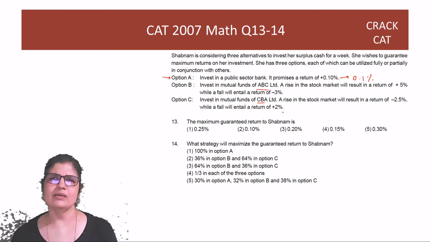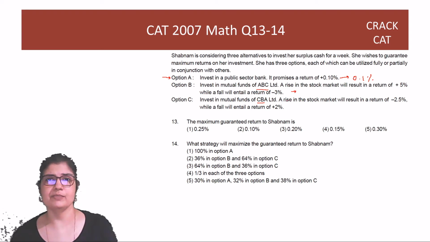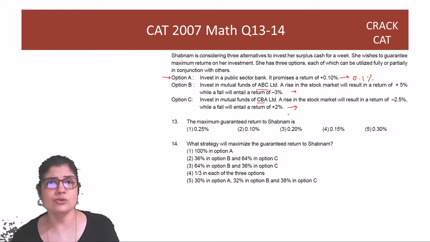So let's see what if you knew that the market is going to go up, right? Then you'll invest everything in option B because you're going to get 5% if the market goes up. On the other hand, if you knew market is going down, then you'll invest all money in option C. But you don't know, so there is risk.